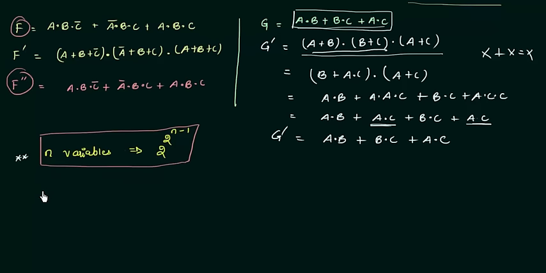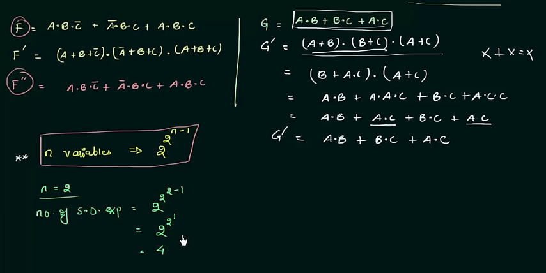Let's say the number of variables is 2, then n is equal to 2 and in this case the number of self-dual expressions is equal to 2 to the power 2. Here n is equal to 2, so we have 2 minus 1. If we solve this, we have 2 to the power 2 and the power of 2 will be 2 minus 1, 1. So we have 4. In total, we are having 4 self-dual expressions when the number of variables is 2.